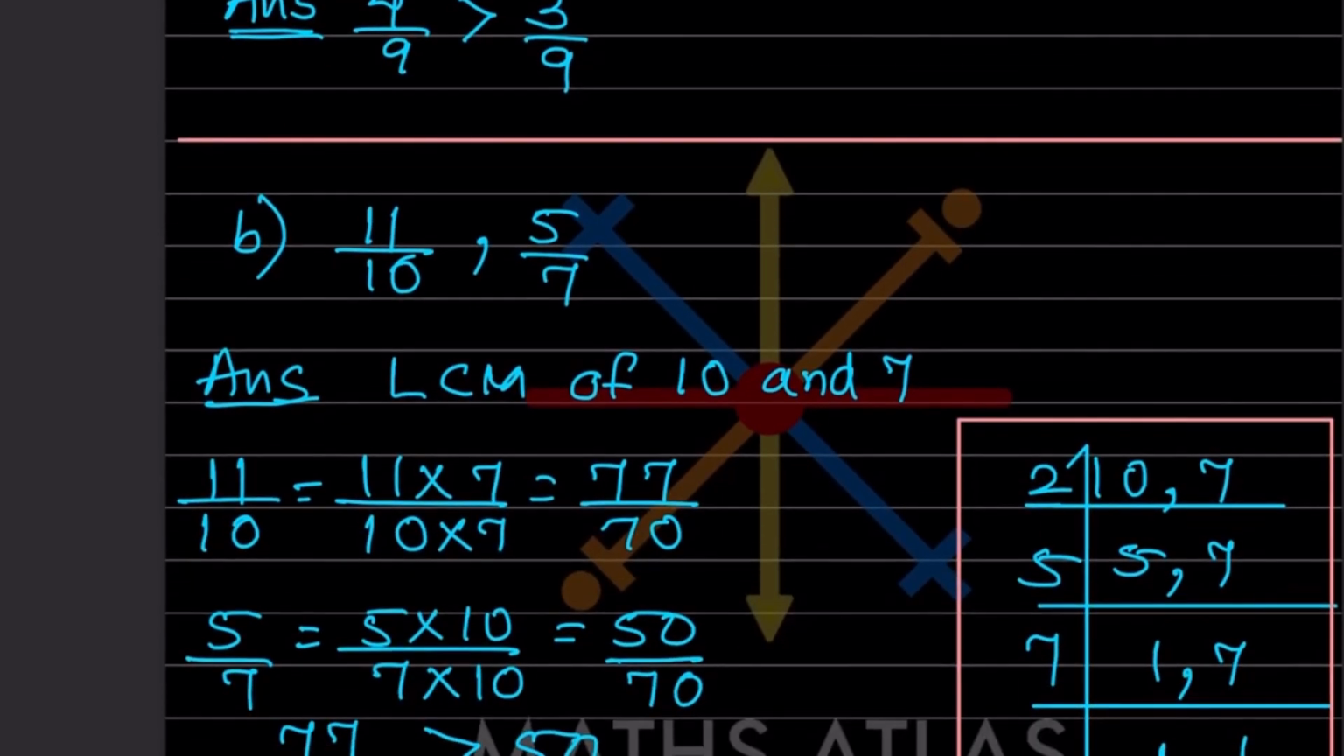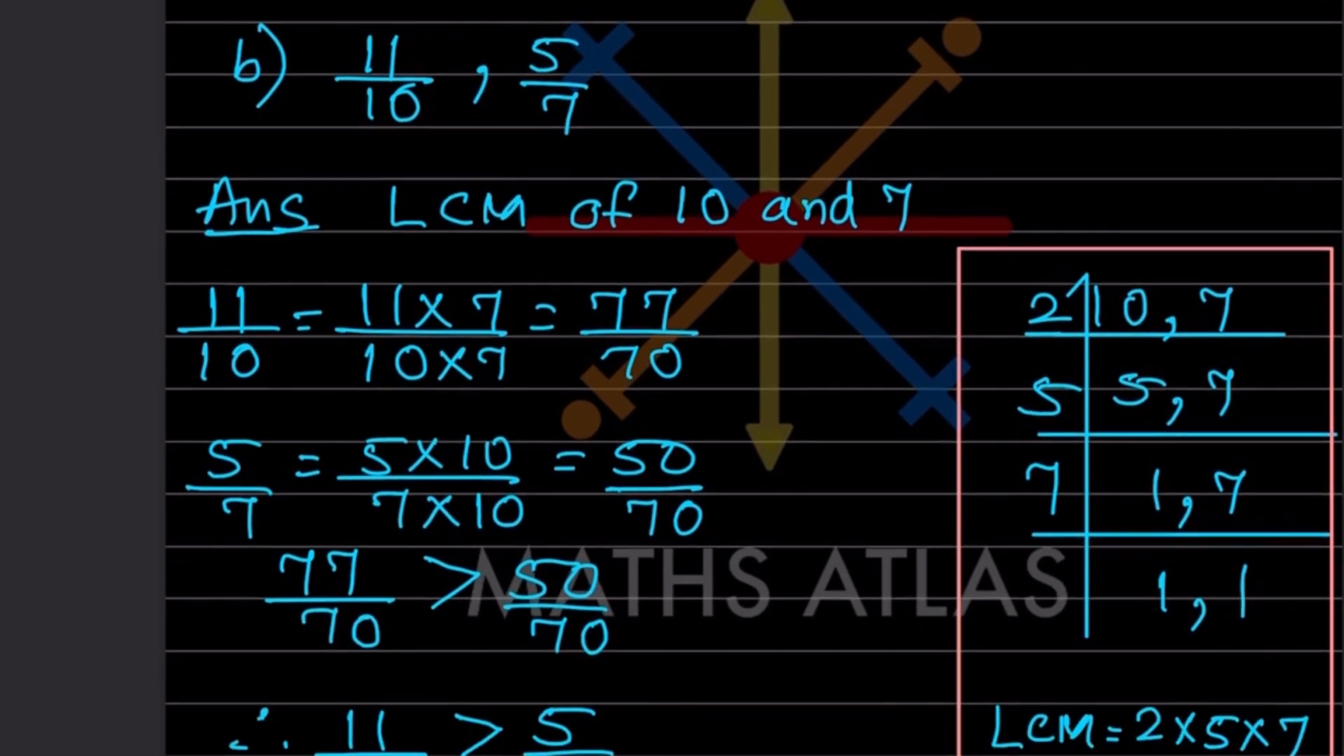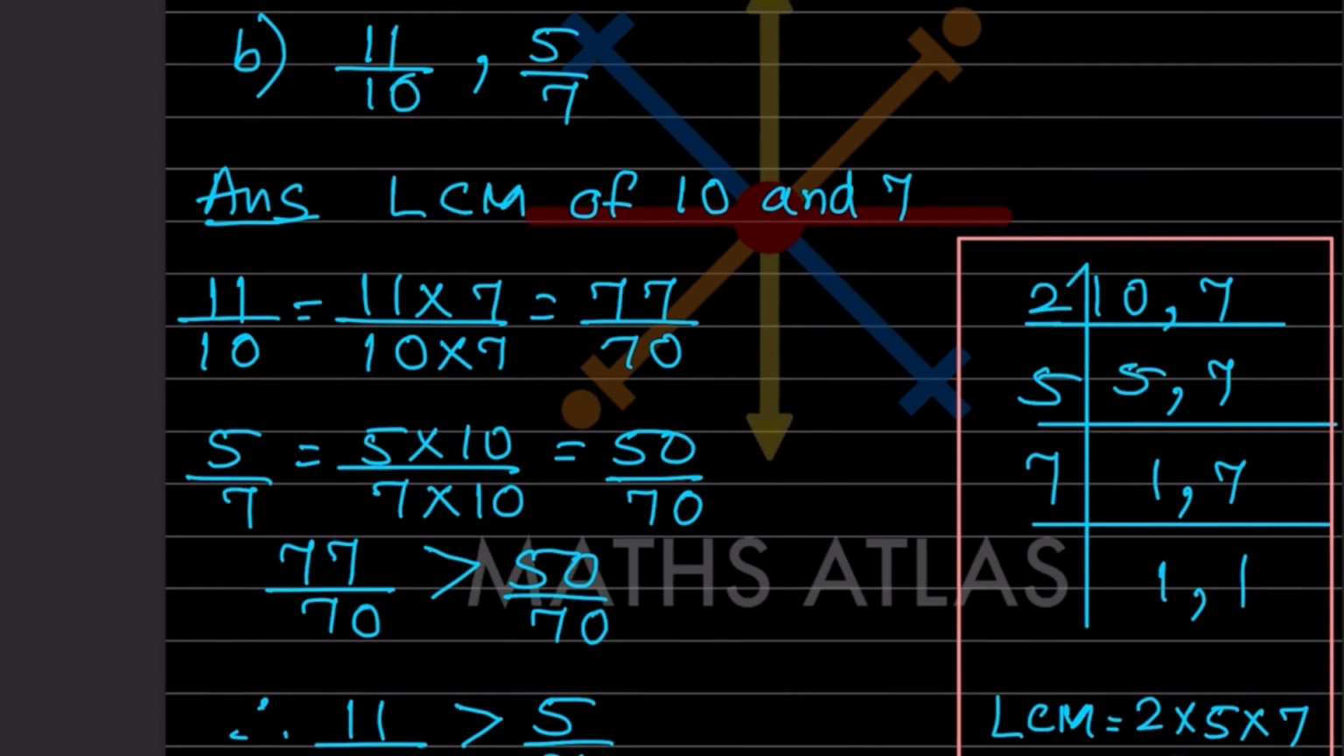That's it. Now here is 10 and here is 7. So 11 by 10 and 5 by 7. So you have to make the denominator the same first. So denominator same means what you have to do. You have to take the LCM, or the other way, what you are going to do is here, this 11 by 10 is there and this 5 by 7 is there. You have to just compare it, right? You haven't been asked for a particular method. So what will you do?